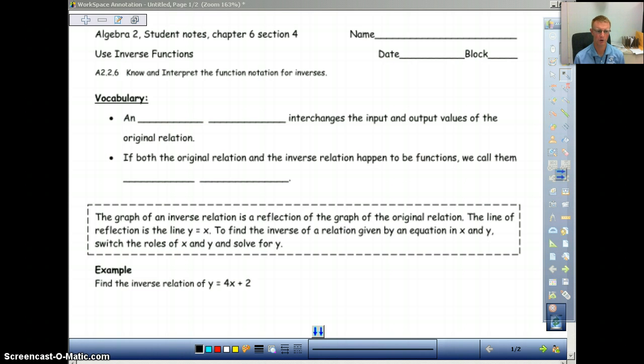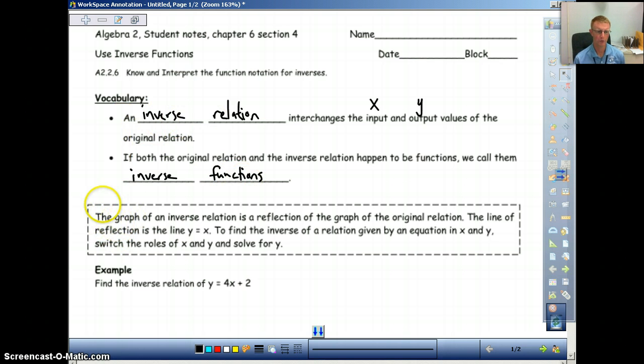Our vocabulary for this section is just simply an inverse relation interchanges the input and output values of the original relation. What we mean by input is x values and output is y values. If both the original relation and the inverse relation happen to be functions, we call them inverse functions. So they're pretty much the same thing. It's just that we can't call it an inverse function if it's not a function.